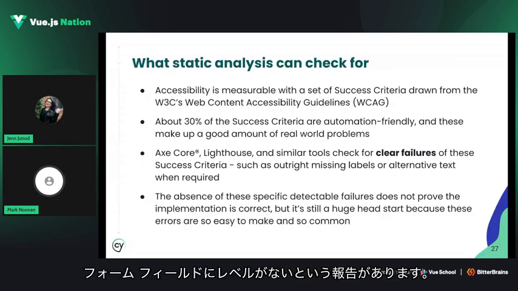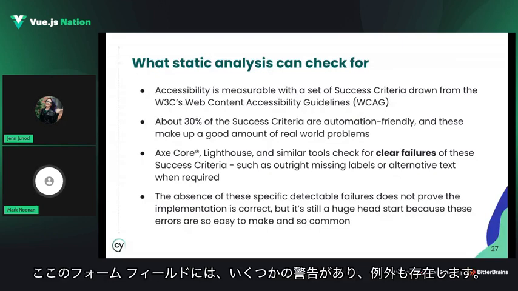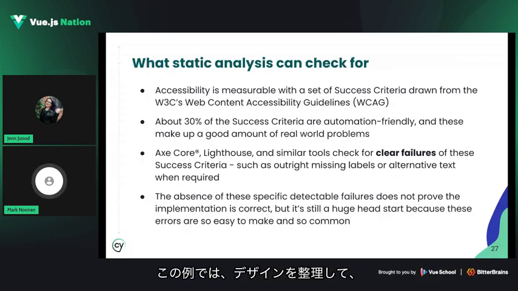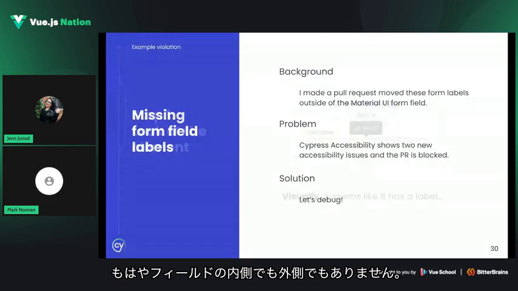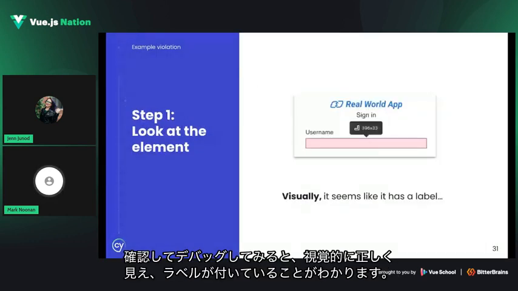A report about form fields missing labels. This form field over here, some warnings present in the accessibility report. In this example, it's just a pull request where I reorganized the design so the labels are no longer inside the field, they're outside the field. As we go through and debug, we see it visually looks correct, and it has a label.